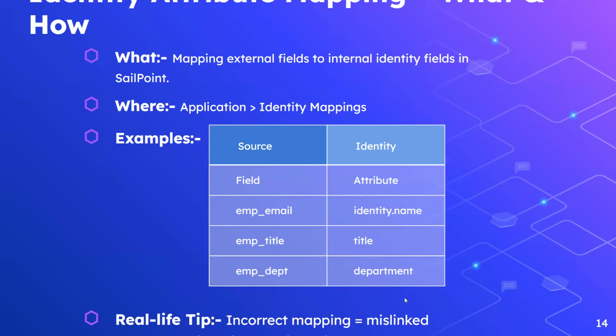But yeah, if there is any incorrect mapping, then there will be mislinkage and your mappings will not be correct. In the warehouse, it will not be visible and you will see a blank or empty space over there. So that needs to be done correctly.